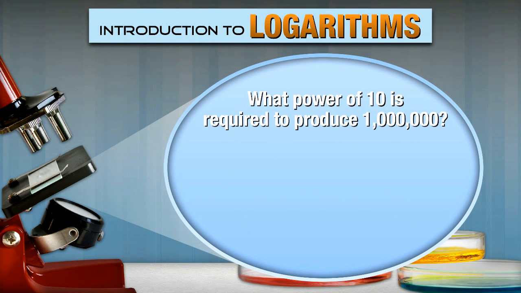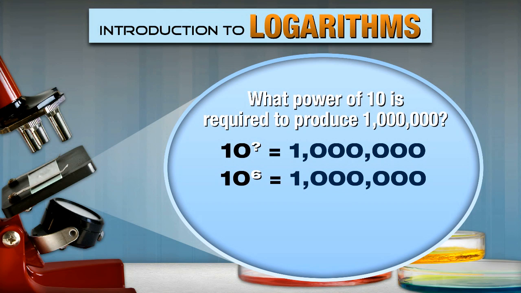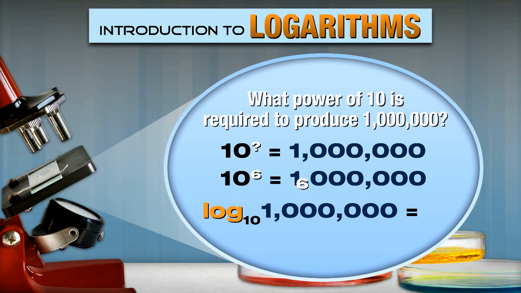Let's use the answer to Sarah's question, 6 hours, to help us understand this problem. To answer Sarah's question, we need to know what power of 10 is required to produce 1 million. In this case, the exponent is 6. Without knowing it, we just used a logarithm. The logarithm gives us the exponent necessary to produce a desired result. Logarithms answer the question, what power of the base is required to produce the given value? In our example, the logarithm of 1 million base 10 is 6, and the notation looks like this.